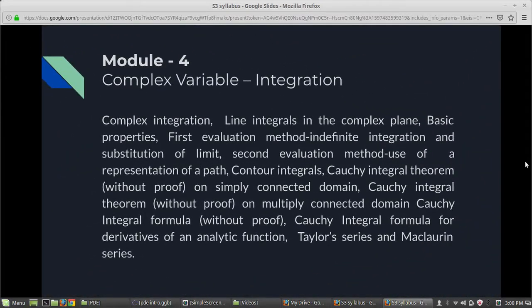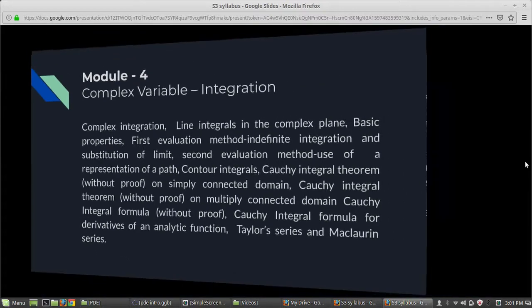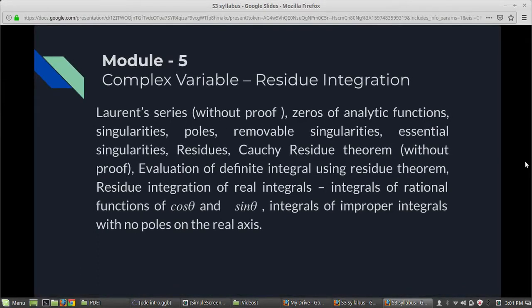Module 4 complex variable integration, complex integration, line integrals, Cauchy's integral theorem, Cauchy's integral formula, Taylor series, Maclaurin series. Module 5 complex variable residue integration, Laurent series, zeros of analytic functions, singularities, poles, removable singularities, essential singularities, residues, Cauchy's residue theorem, evaluation of definite integrals using residue theorem, residue integration of real integrals, integrals of rational functions of cos theta and sin theta, integrals of improper integrals with no poles on the real axis.